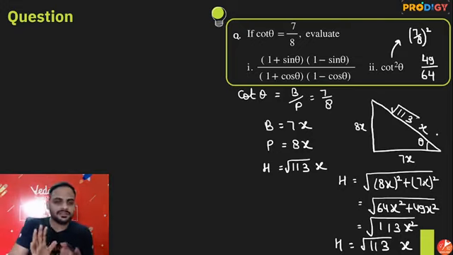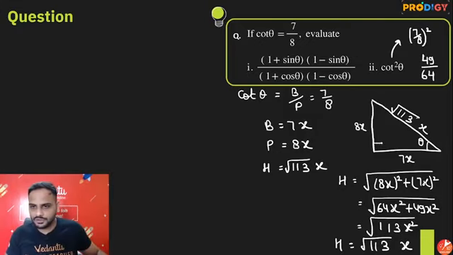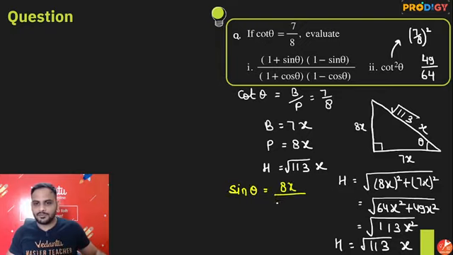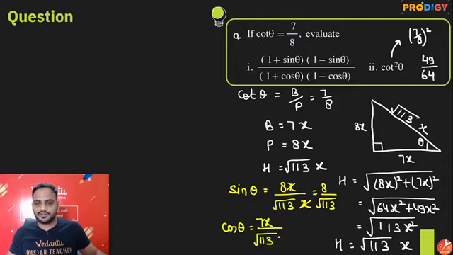We know all the three sides of the triangle. We know all the three sides of this triangle. So let us find out the value of sine theta and cos theta. Okay, so now I can say sine theta will be perpendicular, which is 8x upon hypotenuse. So it is 8 upon square root of 113. Similarly, cos theta will be equal to 7x upon square root of 113x. x to x got cancelled. Just 7 by square root of 113.